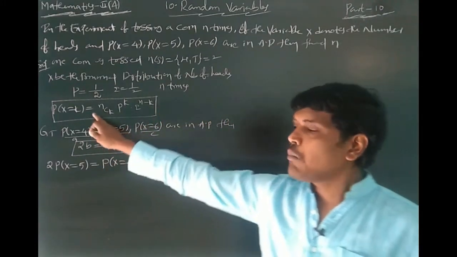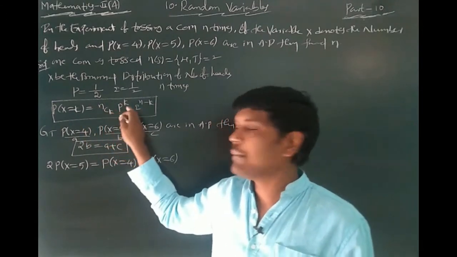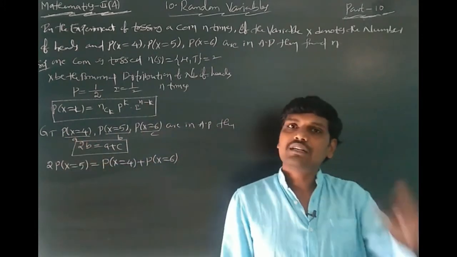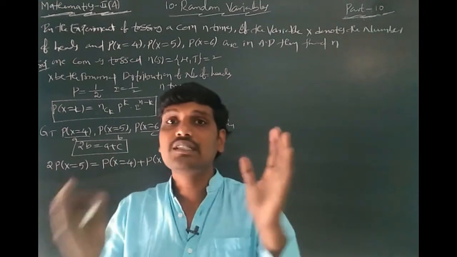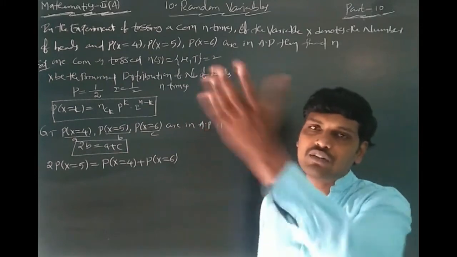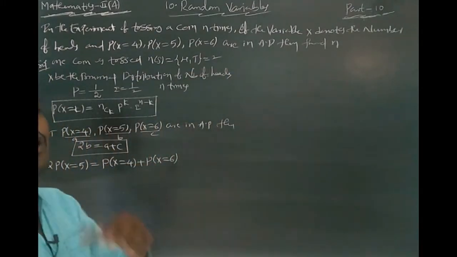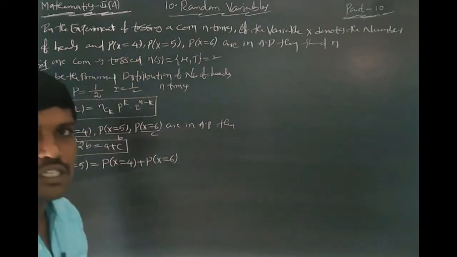You can write the binomial distribution formula: P of x equal to k is nCk p power k q power n minus k. In this formula, given that P of x equal to 4, P of x equal to 5, P of x equal to 6 are in AP. What is the condition? 2b is equal to a plus c. After that, you can write the a value, b value, c value in this equation. You can find these values by using the binomial distribution formula.